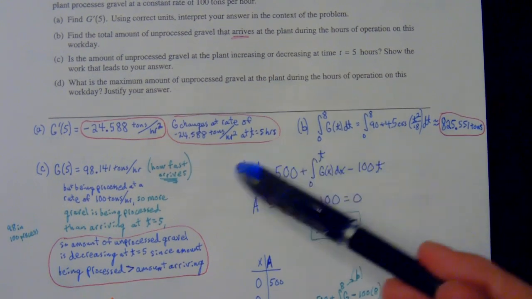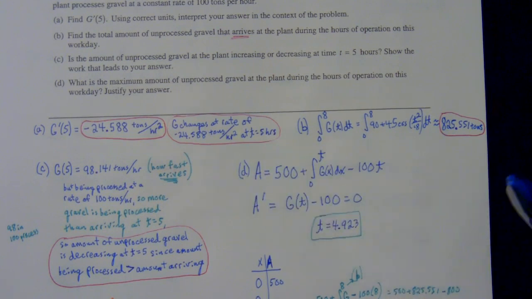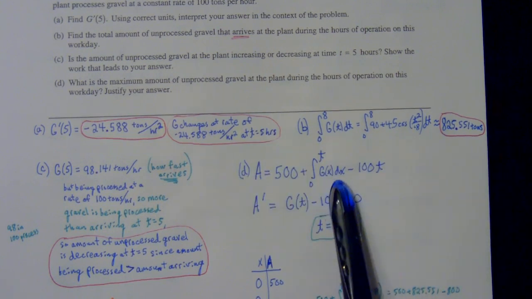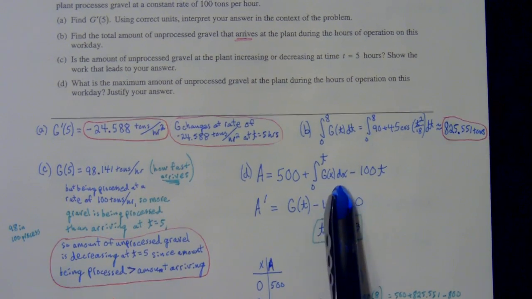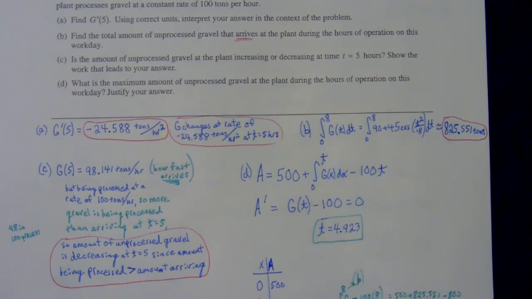So this is our total equation for the total amount of unprocessed gravel. Little technicality: notice I got an X and a DX here, because we've seen stuff like that before where the letters don't need to be the same. I don't think it's a huge deal if you put G of t, dt right there, just to be real technical. They should be different letters.